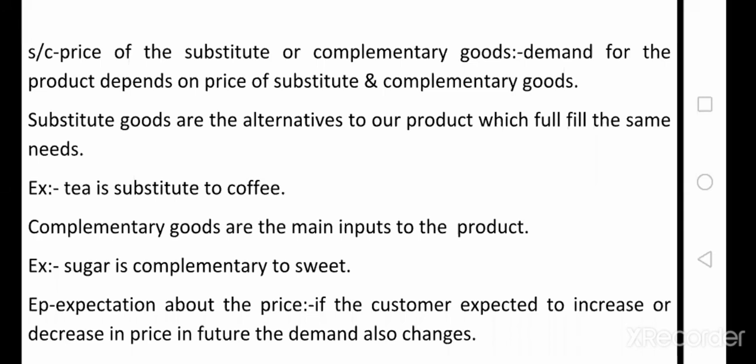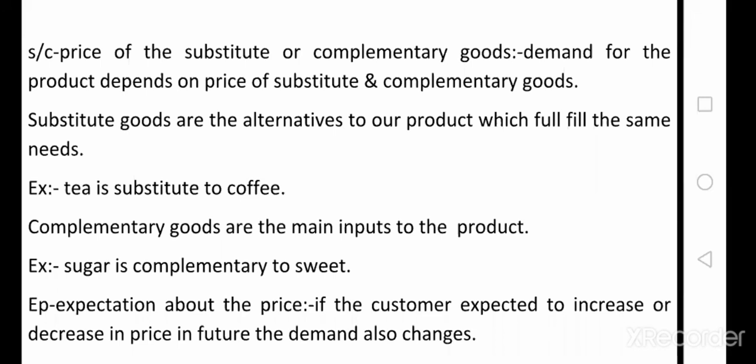For example, sugar is a complementary to sweet. For the production or manufacturing of sweet, sugar is compulsory. Without sugar, if you make a sweet, it is not called a sweet, it is a hot. Okay? That means sugar is necessary for the production of sweet, so those goods are called complementary goods. In some situations, if the sugar price increases, the sweet shop owner increases the sweet price, because by increasing the sugar price, his production cost increases, so he increases the sweet price.